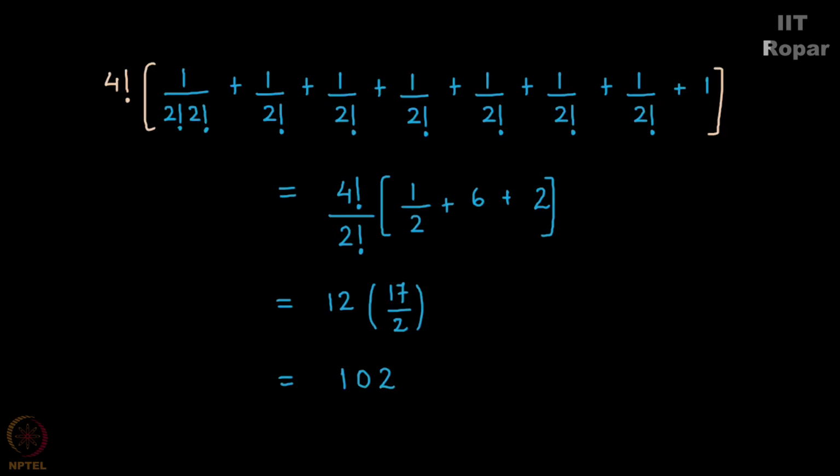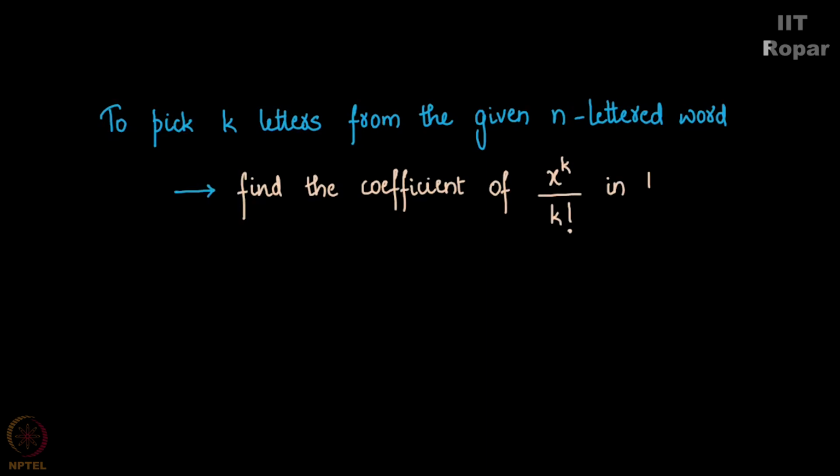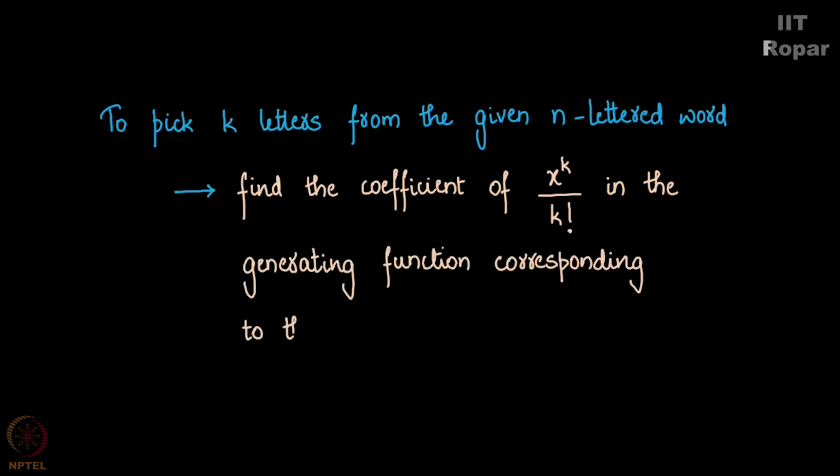The moral of the story is that if you want to compute in how many possible ways you can pick k letters from the given n letter word, it is simply to find the coefficient of x to the k by k factorial in the expansion of the generating function corresponding to the n letter word. Correct? We did it for the word INDIAN. It is the same for the word ENGINE.